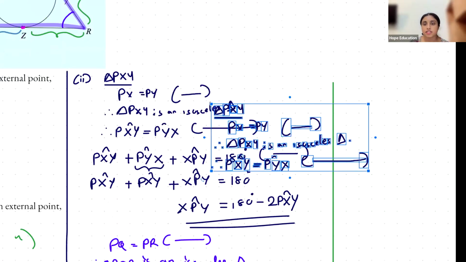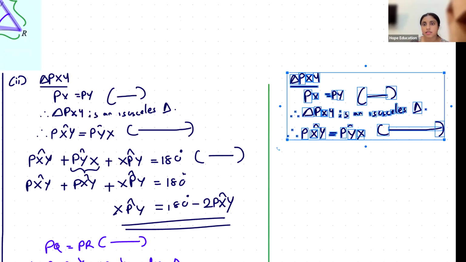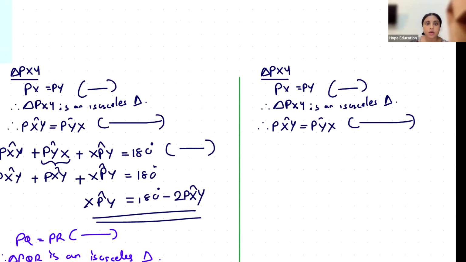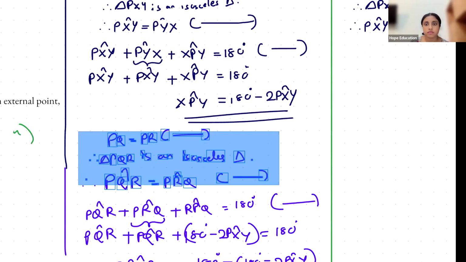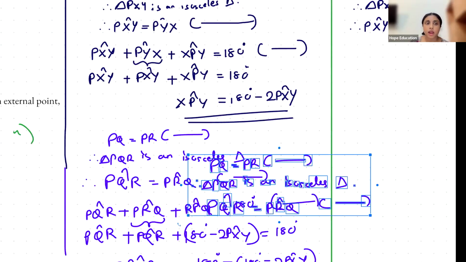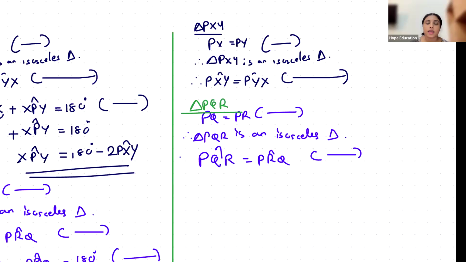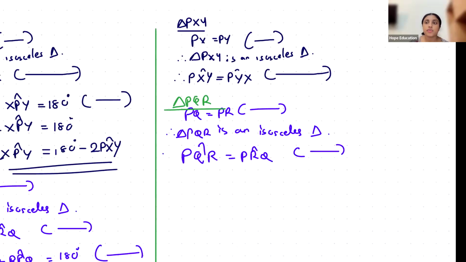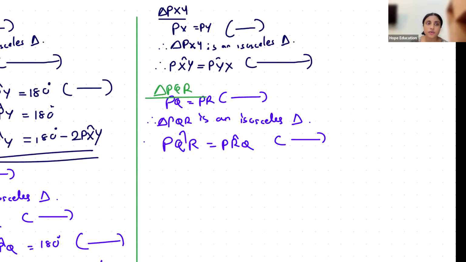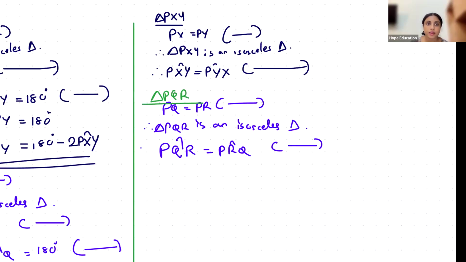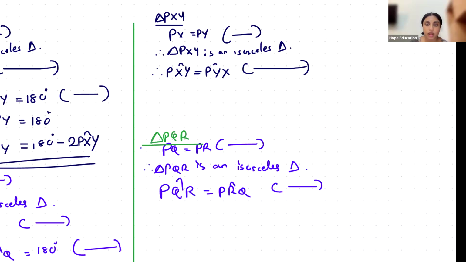We said PXY is an isosceles triangle, therefore the base angles are equal. Then this part also comes as it is. If you take the PQR big triangle, this is how it comes. And when both triangles are added, it's 180. So if you take this triangle, its interior angles are PXY plus PYX plus XPY.